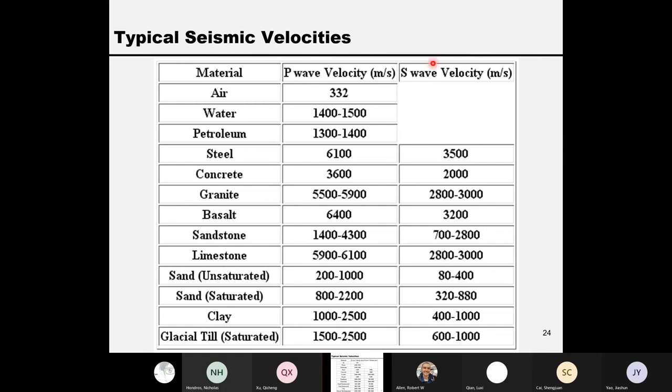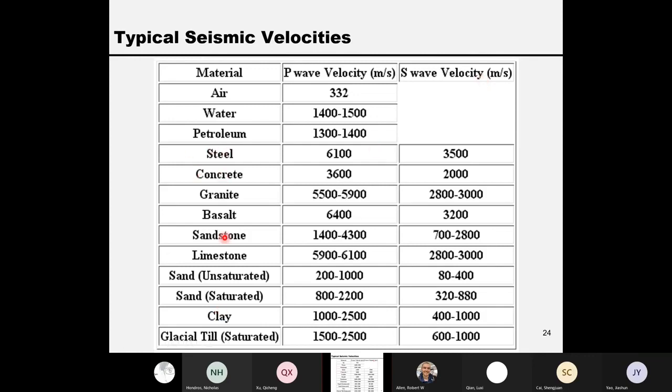That means velocity zero. Because air, water, petroleum, in general, we call fluid, right? Air is, of course, not a fluid, but in general, in these three types of media, the shear modulus is zero. So there's no S-wave velocity. That's an important concept, right?